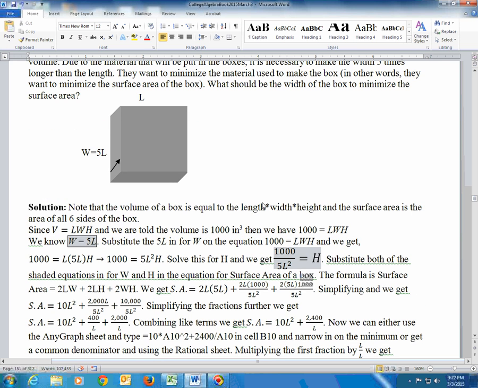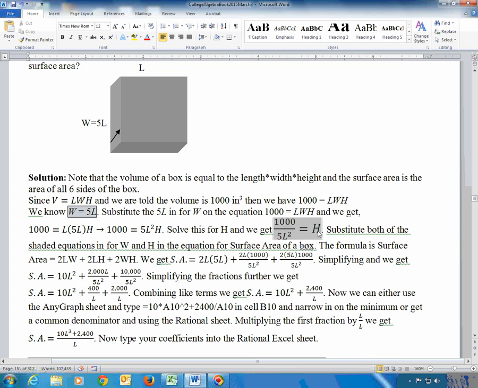Okay, so a box. Note that the volume of the box is length times width times height. And the volume is 1,000, so 1,000 equals length times width times height. Just like on the last video, we'll need to solve this for the h right here. So solving this for h, you would divide by LW, 1,000 over LW.